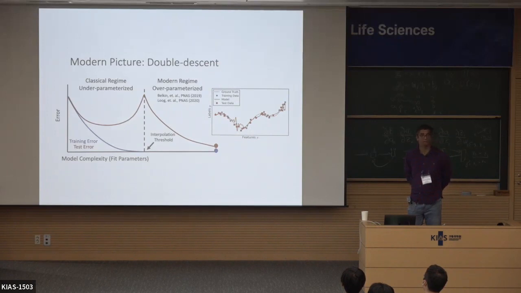Oh, that's a great question. So he's asking, if I have many more parameters than data points, how do I do this? So these are just min-norm solutions. We don't even do gradient descent.